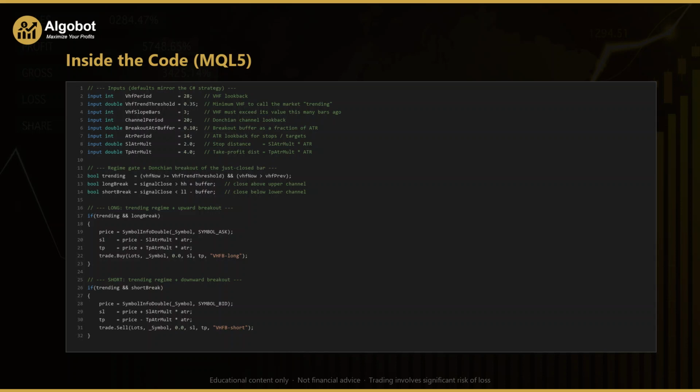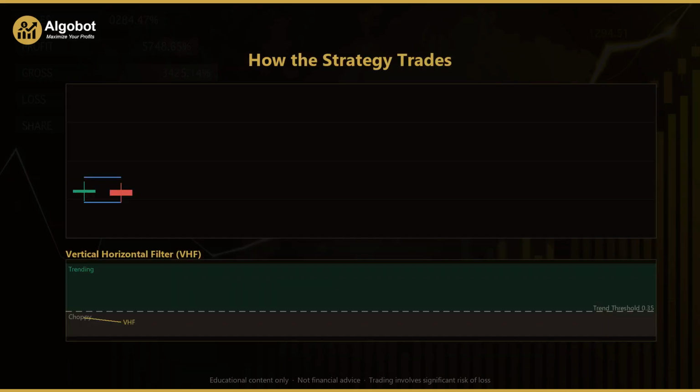The short block is the mirror image. When trending and short break are both true, it reads the bid price, places the stop above the entry, the target below it, and calls trade.sell. Both sides use the same average true range distances, so risk is handled consistently whether the trade is long or short. Let's bring this to life on a chart.